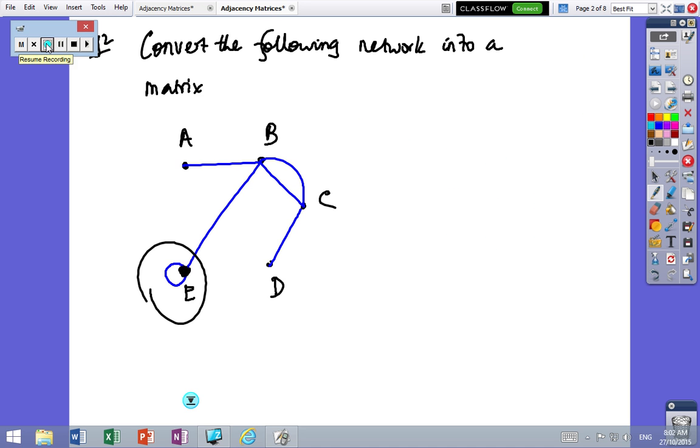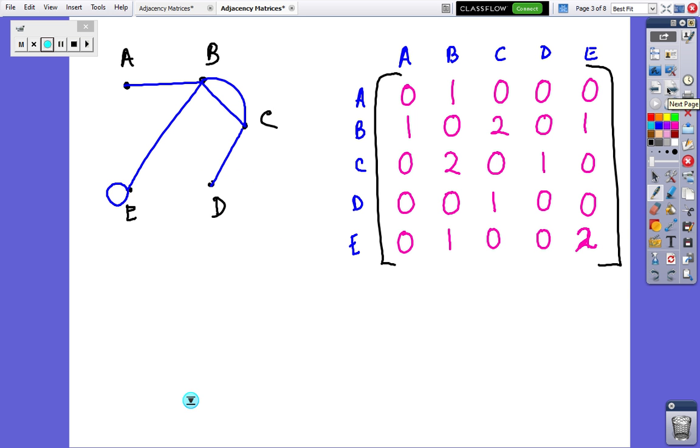Okay, so let's have a look at what the graph looks like. The graph is on the previous page: A, B, C, D, and E. As I said, the only interesting thing is down here at E, and E connects to itself twice. A loop counts as 2. All the other paths are pretty straightforward. B and C have a connection of 2, and basically everything else is a 1. Hopefully you've got no problems, and we'll look at the next example.